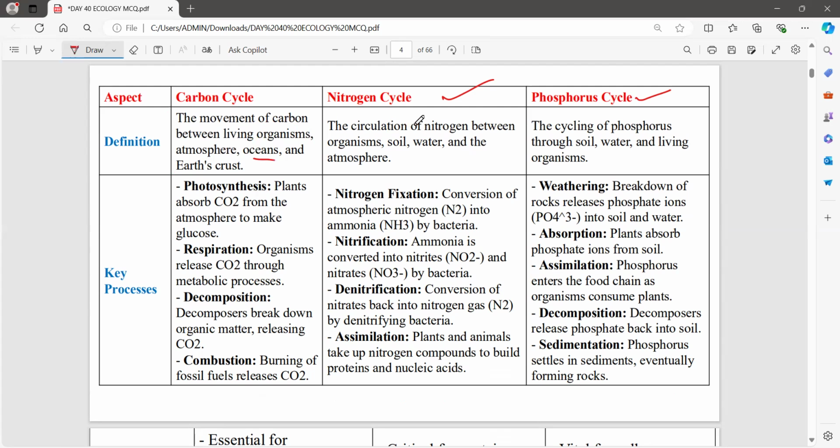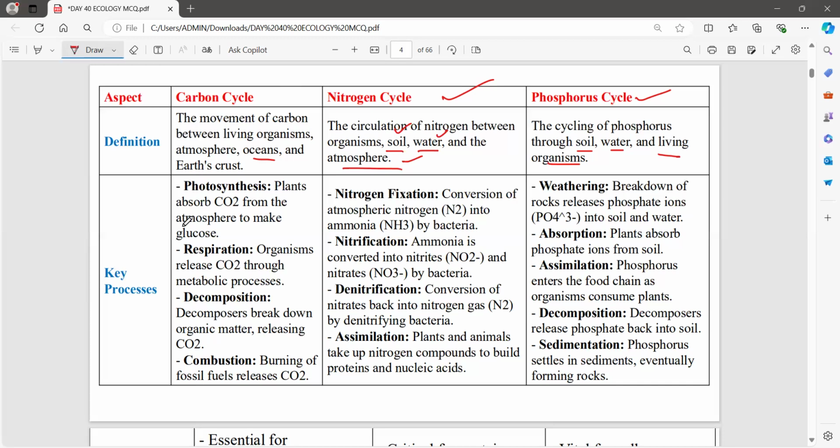Now, what is nitrogen cycle? Once again, the nitrogen is getting circulated between soil, water, and atmosphere. Here there will be no ocean, that will be the soil, water, and the atmosphere. In case of phosphorus, it is getting circulated through soil, water, and living organisms. This is how the phosphorus is getting circulated.